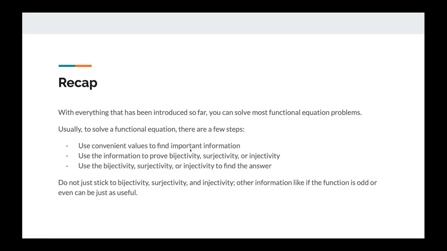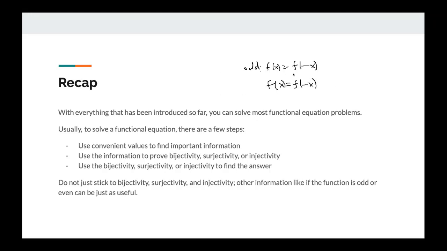And we can use this information to do a lot of things. We can prove bijectivity, surjectivity, or injectivity, or other information like whether a function is odd or even. A function is odd just means that f of x, so I can write it down, odd means f of x equals negative f of negative x. And even is just f of x equals f of negative x.